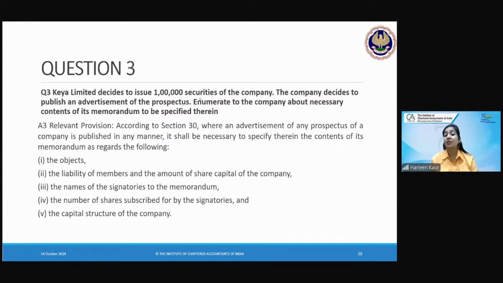Now, what is it? It is such a simple question. It can come for 3 marks also, 4 marks also. He's trying to tell you that the company decided to issue securities and now they're giving the advertisement. So which section will become applicable? Section 30. It is simply talking about any advertisement, what all contents of the memorandum shall be specified: object, liability, capital, name of signatories, number of shares. So if my students have learned section 30, they can very well write it down. 3 marks question, 3 out of 3 you will get. If you don't remember sections, writing as per the provisions of the Companies Act 2013 will be good enough.